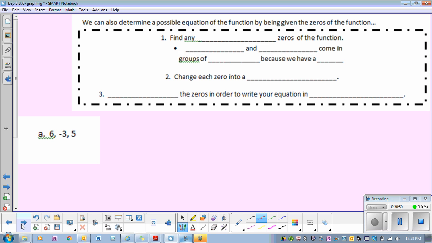All right. So here's the thing now, right? You guys have to tell us the equation of a function if we just give you the zeros. Now it's going to change because we could give you non-real zeros. This is what you're going to do. You're going to find any missing zeros of the function.